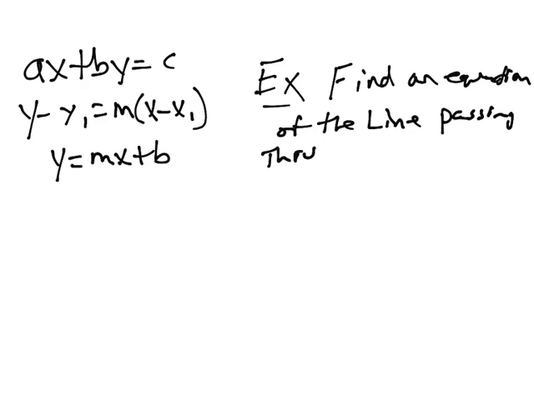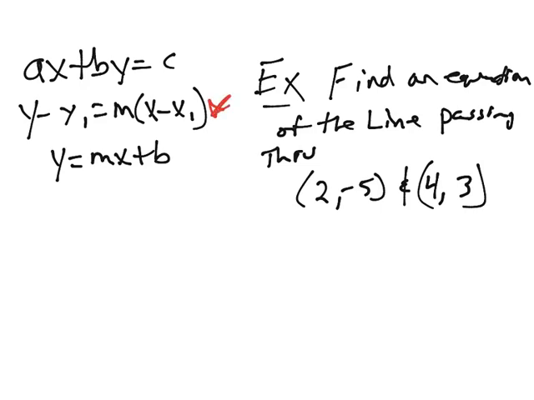Oh, let's just make one up. Let's say the points are (2, -5) and (4, 3). Well, in both the point-slope form and the slope-intercept form, you need the slope.